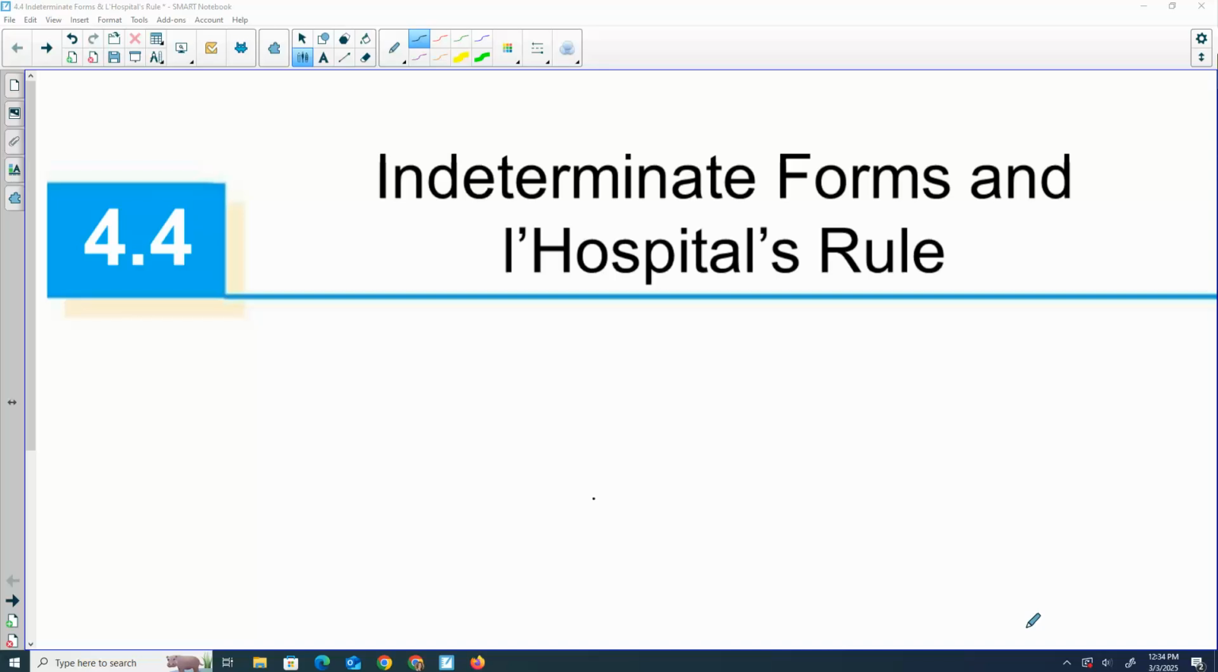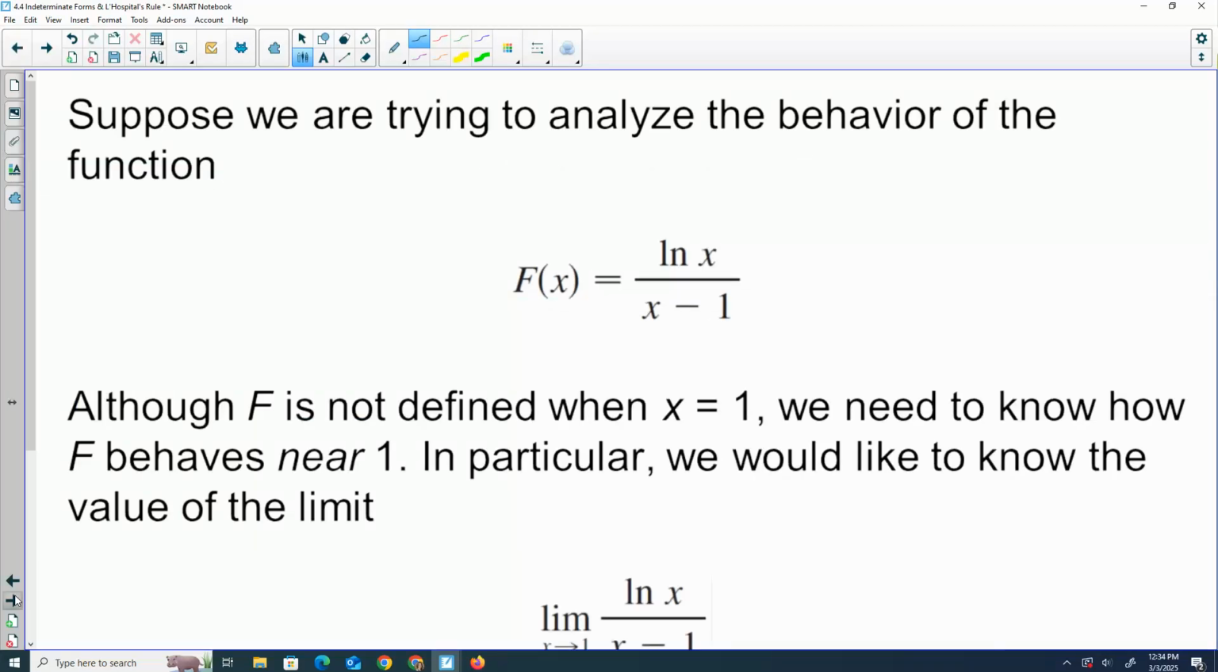To talk about in this section, we're a little bit out of order because I did section 5 first. I'm coming back to do the last couple things out of chapter 4 that we haven't covered. So L'Hopital's rule is something that we can use when we have limits that we would not otherwise be able to evaluate. So, for instance, if I had this function, the natural log of x over x minus 1.